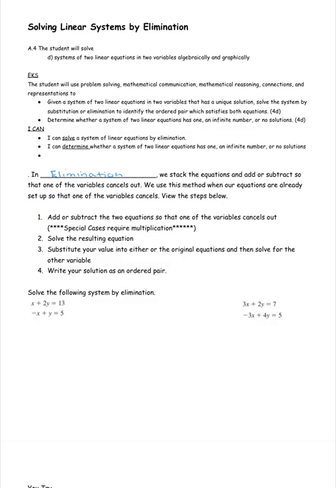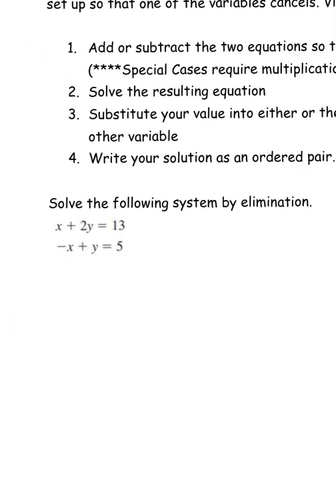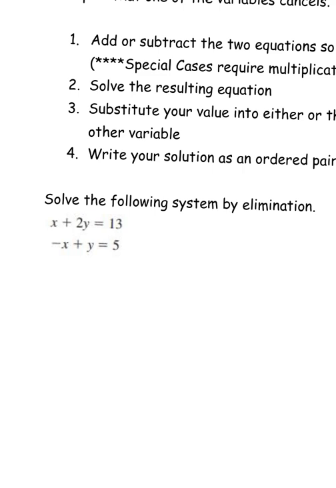Okay, so let's look at the first example. So we have 2x plus 2y equals 13, and we have negative x plus y equals 5. All right, so I can see here, I'm going to use my highlighter tool. I can see here that I have a positive x and a negative x, okay? So having a positive x and a negative x, again, my whole goal in elimination is to eliminate a variable. So since I have a negative x and a positive x, I'm going to go ahead and add these equations together. All right?